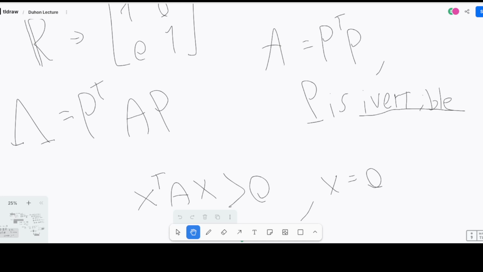One second. I don't remember exactly. Is the dot product itself positive? Hmm. I don't remember exactly. Let me search this up real quick. Oh my god, I probably broke the recording for a bit. Dot product positive definite.